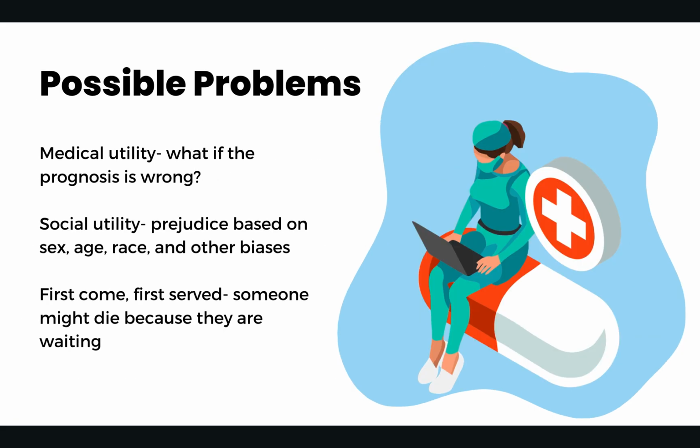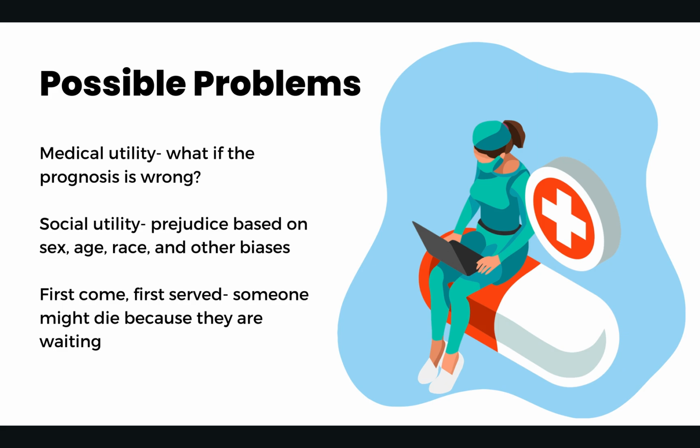Now, there are problems with each of these ways of addressing who gets the care first. In medical utility, what if the prognosis is wrong? What if we assume that someone is not going to make it, but in fact they could survive if they were given treatment? For social utility, we really worry about prejudice, because how do we decide if someone is more worthy than another person? Is a teacher more or less worthy than a police officer, more or less worthy than a nurse, more or less worthy than a child?